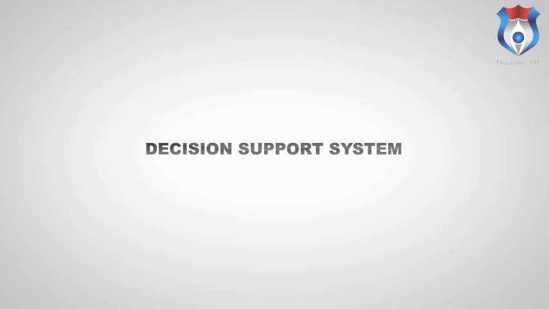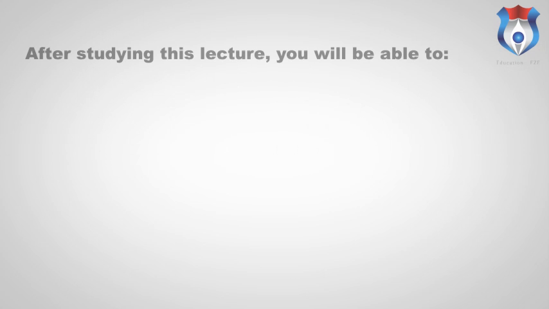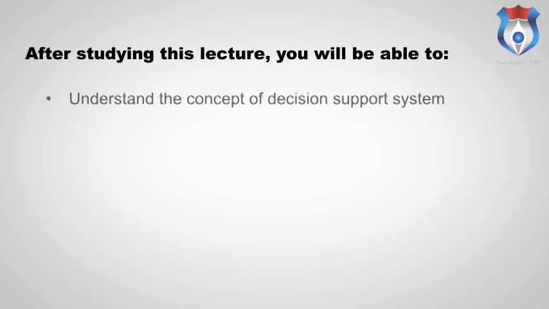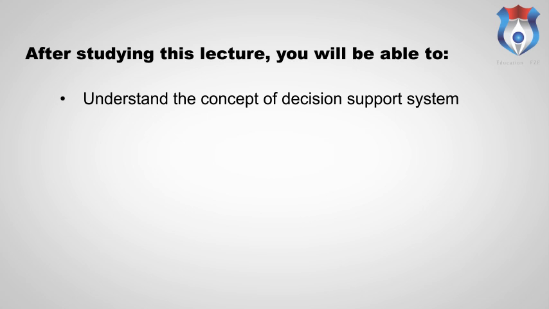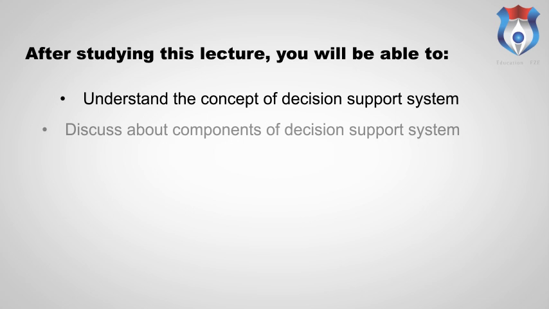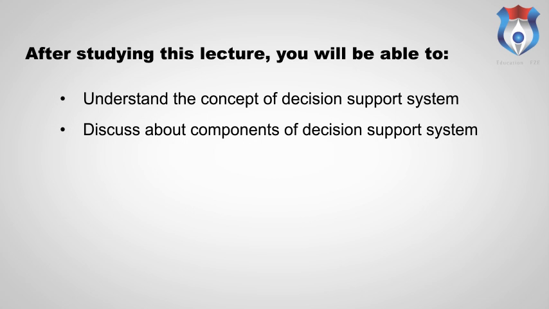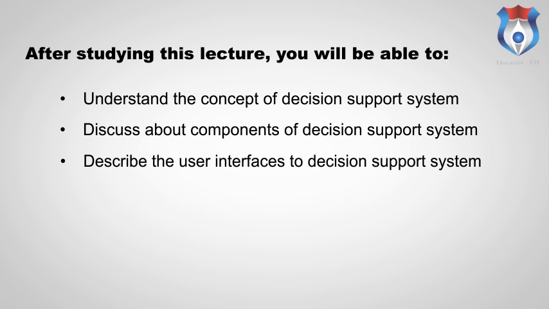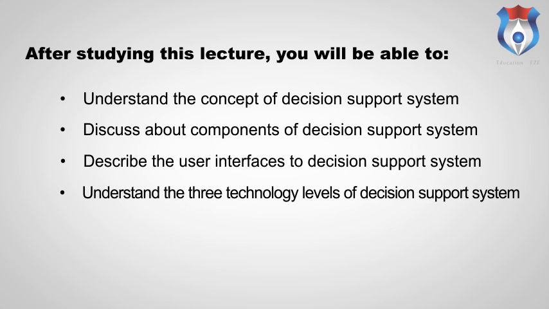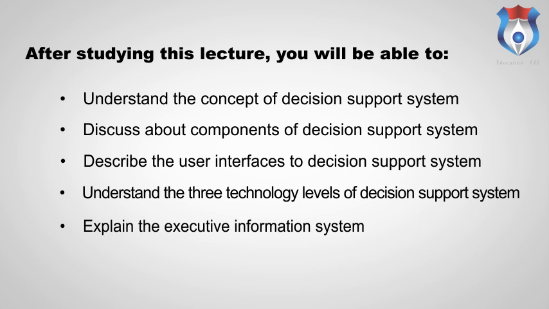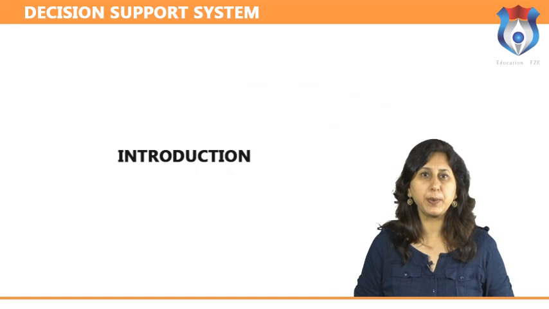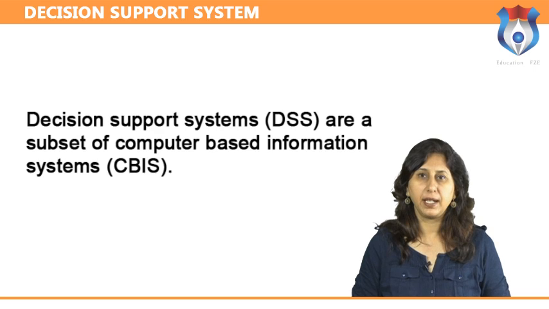Hello students, welcome to the lecture on Decision Support System, and after this lecture we will be able to learn the following objectives. Understand the concept of Decision Support System, discuss the components of Decision Support System, describe the user interfaces to Decision Support System, understand the three technology levels of Decision Support System, and explain the Executive Information System. Let us start with Decision Support Systems.